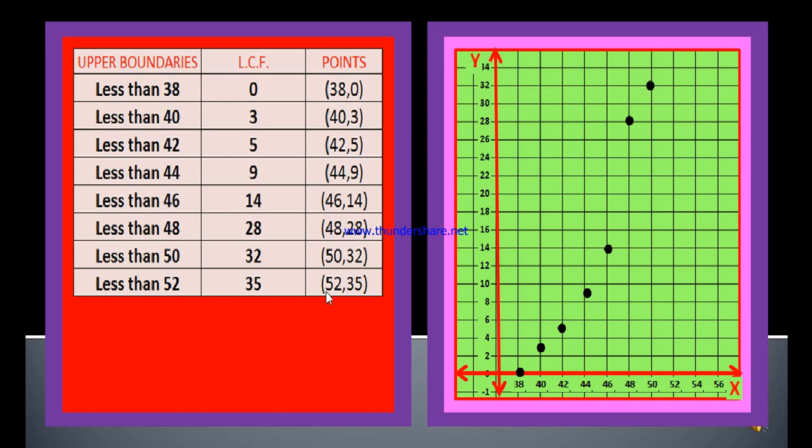Next, the last point is 52 and 35. The x value is 52 and the y value is 35. This is 34 and this may be 36. Therefore, the point 52, 35 should lie here.